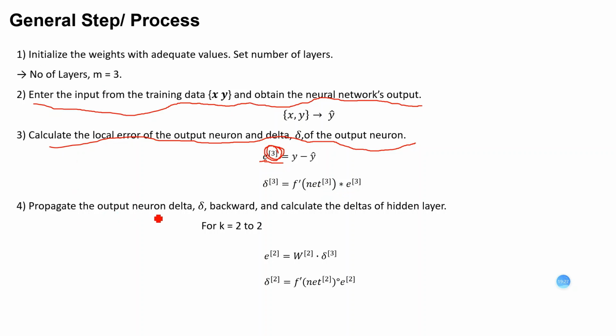So propagate the output error backward. M is the number of layers. So for step 4, for k equals 2, it is actually M minus k. So here k minus 2 equals 2, and f prime leads to the error of layer 2. Here we just do 3 minus 1, so k goes from M minus 1 down to 2.